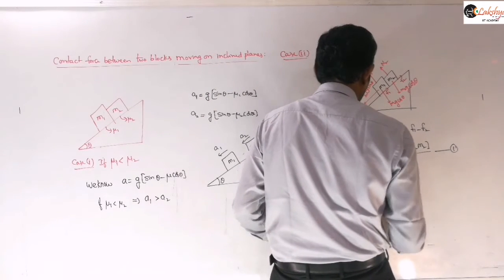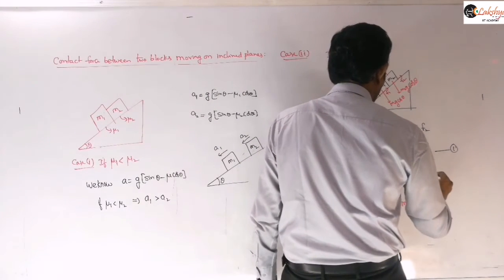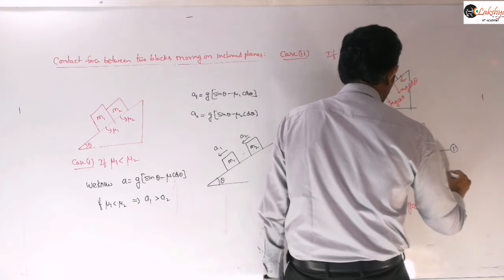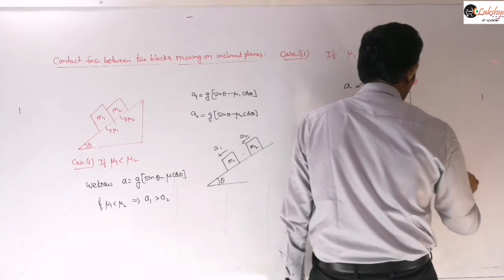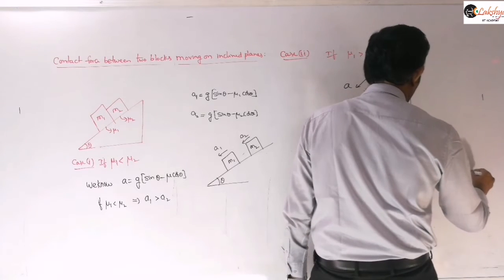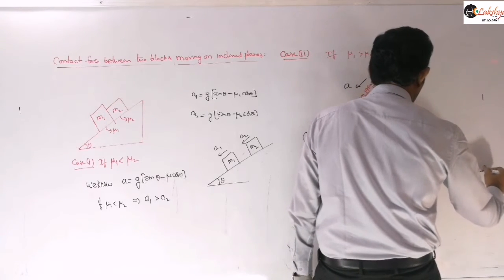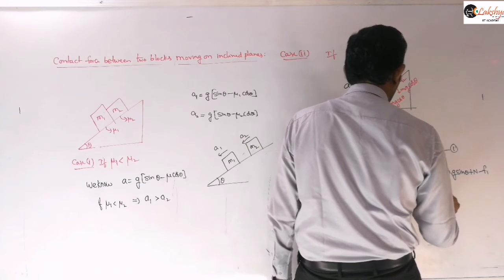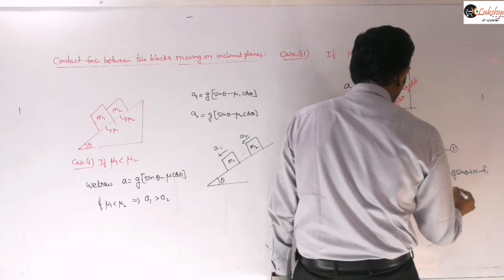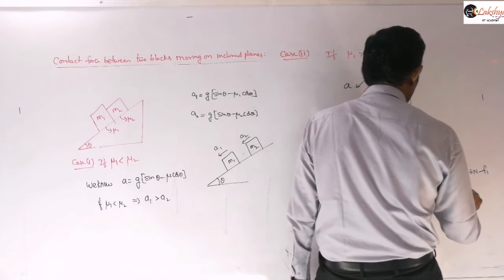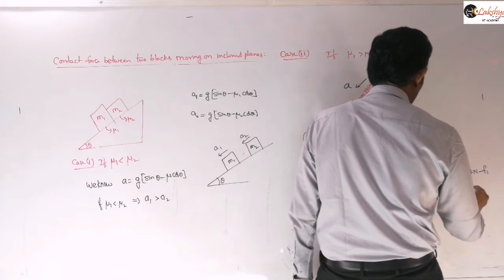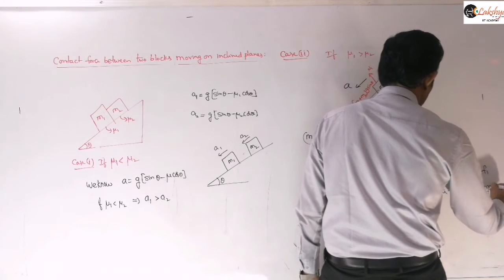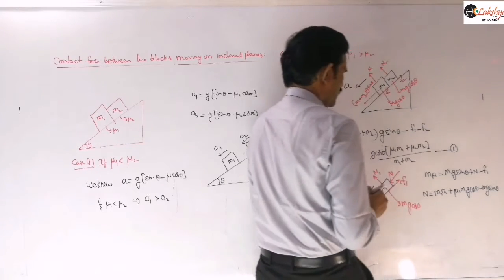It is moving down with an acceleration A. So I can write this force equation as M1A is equal to M1G sin theta plus N minus F1. So we need that N value there. Therefore N is equal to M1A plus mu1 M1 G cos theta minus M1G sin theta, right? So this will be the equation here.